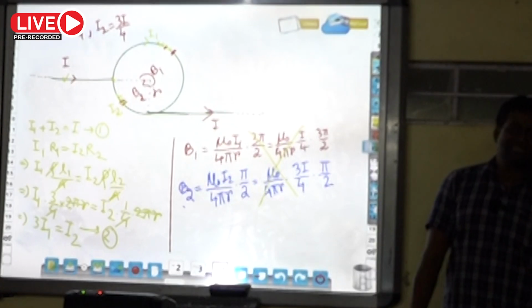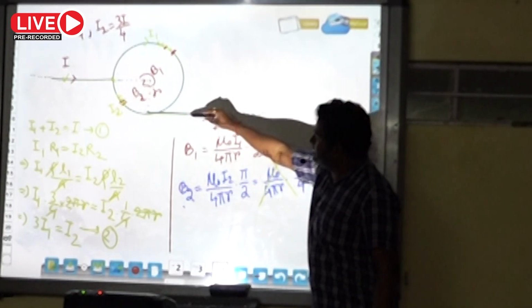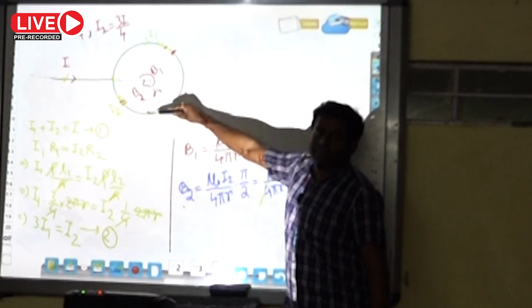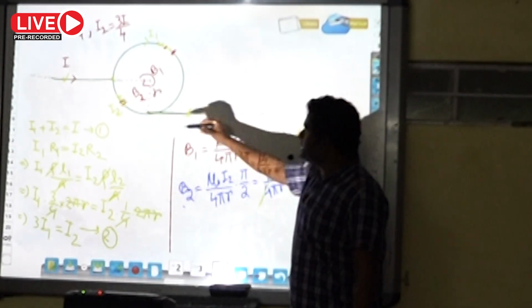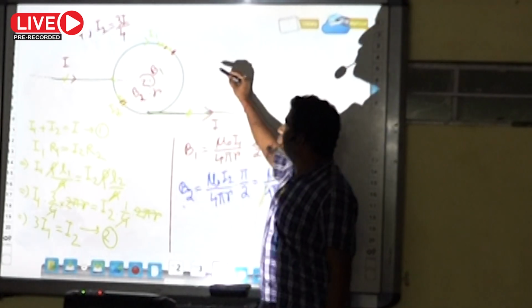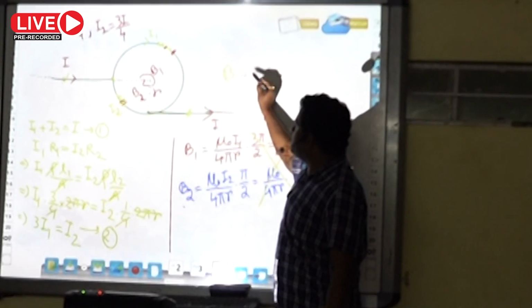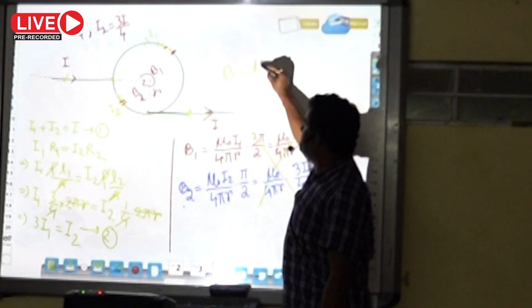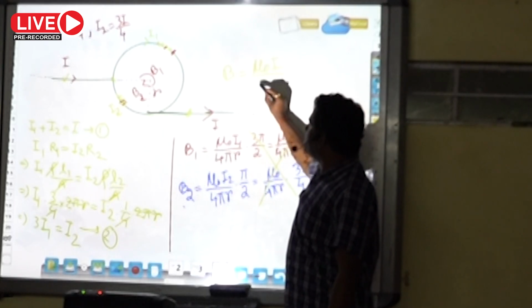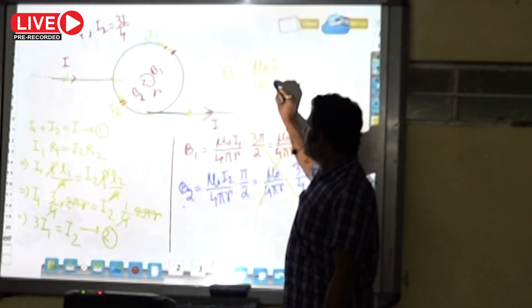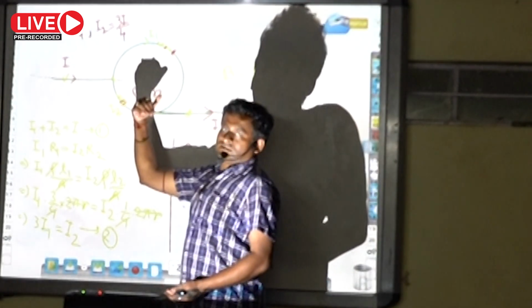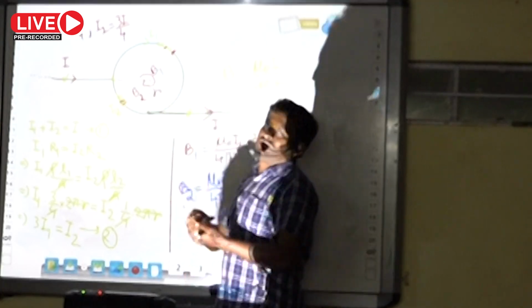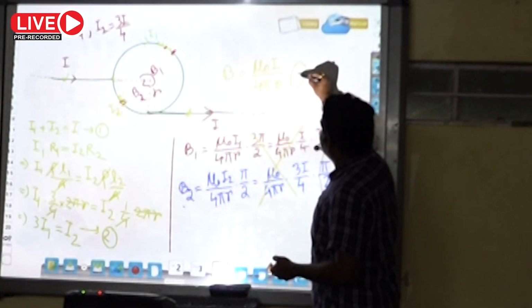So what is left? Only this one. This is a semicircular wire. One side is at infinity, the other side is at this side. So the net field at the center will be B equal to only the second last part, that is mu naught I by 4 pi r, and it is directed out of the board. So this is the answer.